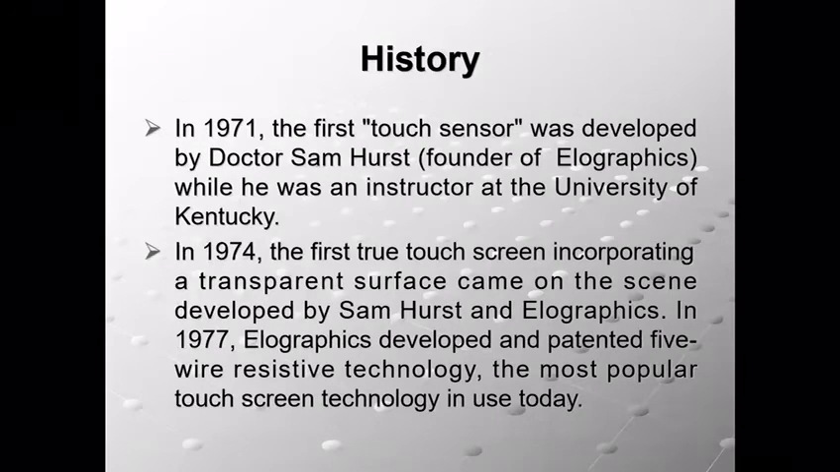So what is the history behind the touchscreen? In 1971, the first touch sensor was developed by Dr. Sam Hurst. In 1974, the first true touchscreen incorporating a transparent surface came on the scene, developed by Sam Hurst and Elographics. In 1977, Elographics developed and patented 5-wire resistive technology, the most popular touchscreen in use today.